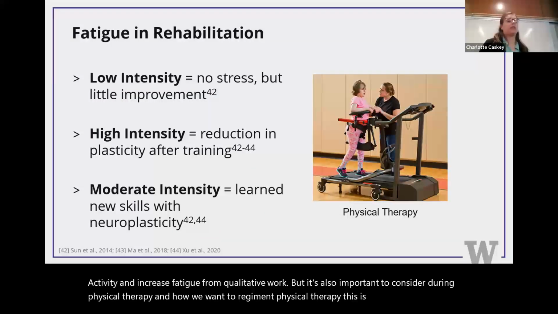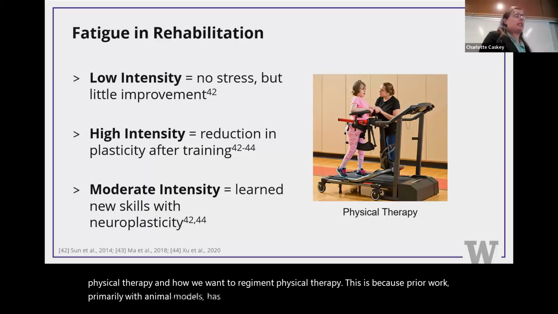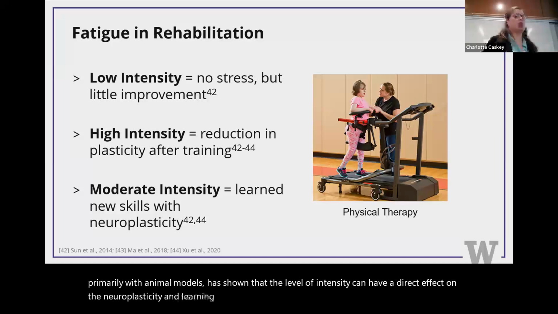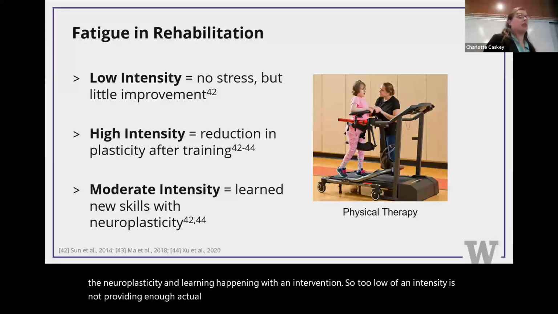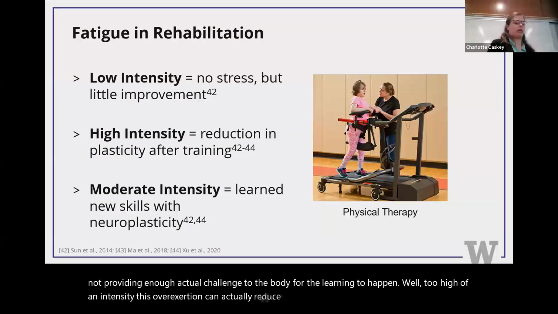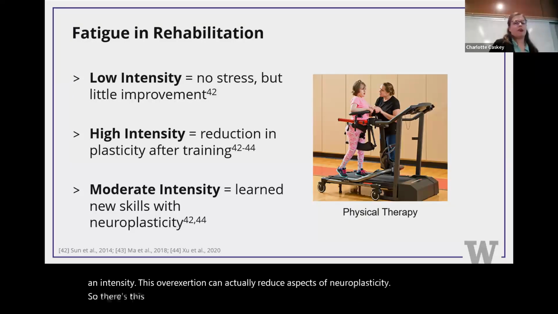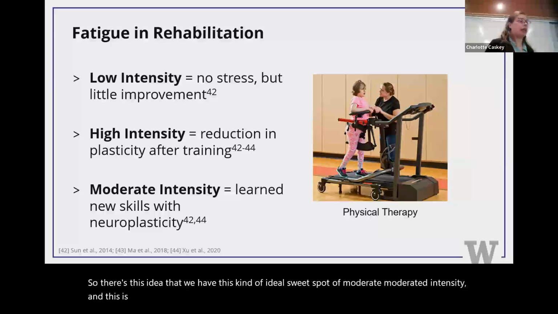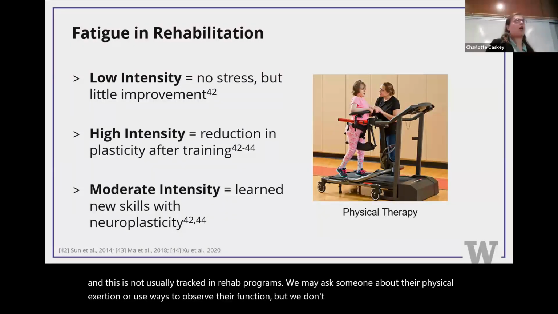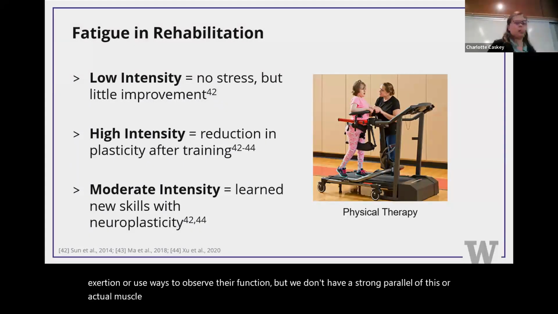This is because prior work, primarily with animal models, has shown that the level of intensity can have a direct effect on the neuroplasticity and learning happening with an intervention. So too low of an intensity is not providing enough actual challenge to the body for the learning to happen, while too high of an intensity, this overexertion, can actually reduce aspects of neuroplasticity. So there's this idea that we have an ideal sweet spot of moderated intensity. And this is not usually tracked in rehab programs. We may ask someone about their physical exertion or use ways to observe their function, but we don't have a strong parallel of this through actual muscle fatigue during training.